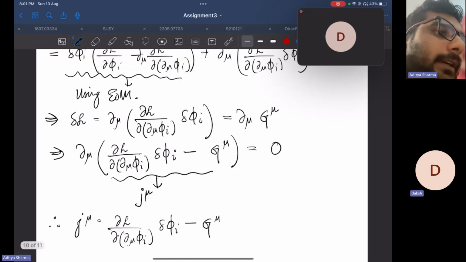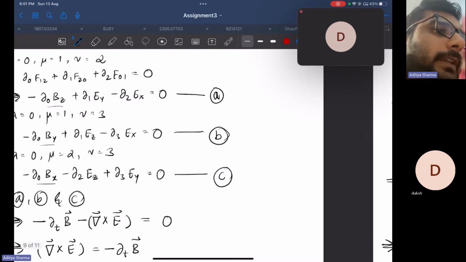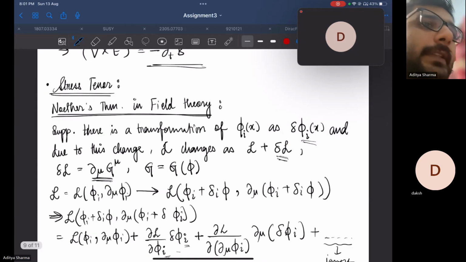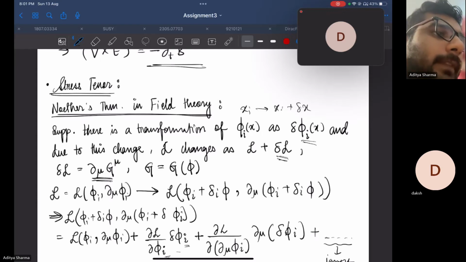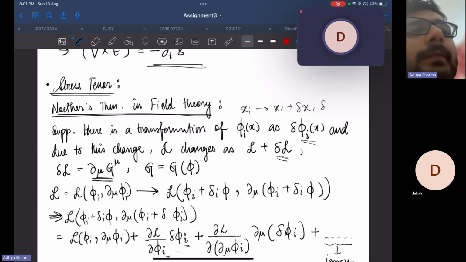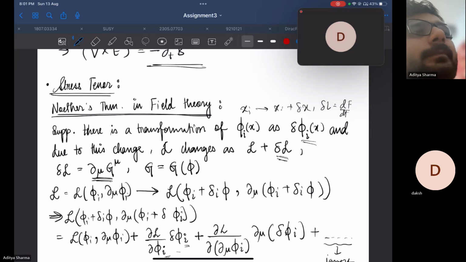Then you will find a conserved quantity, which is this J mu. Last time also we did this only. Instead of phi, we had x, and xi went to some xi plus delta x. And this delta L changed as dt of some function f. Okay. Any more doubts?